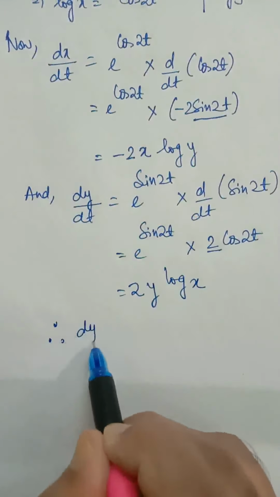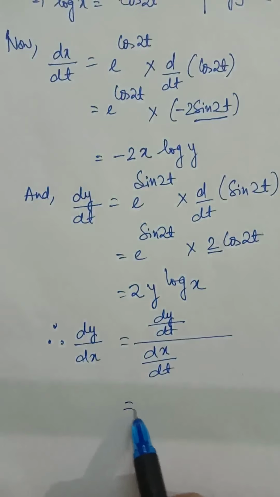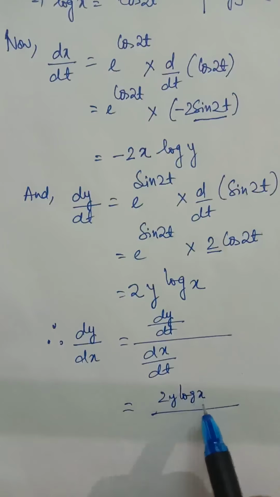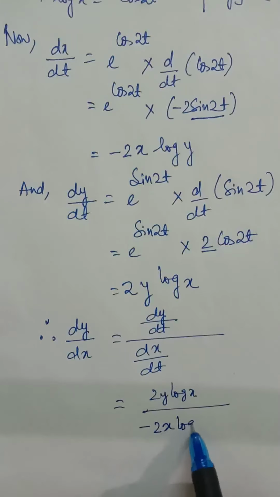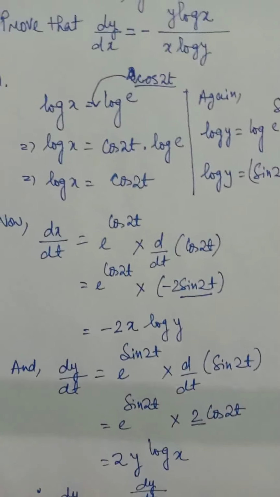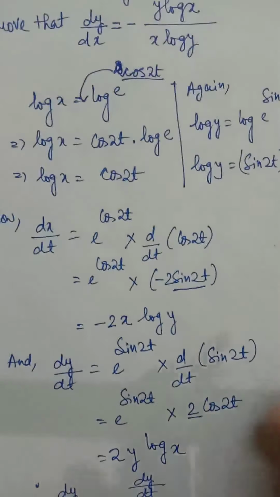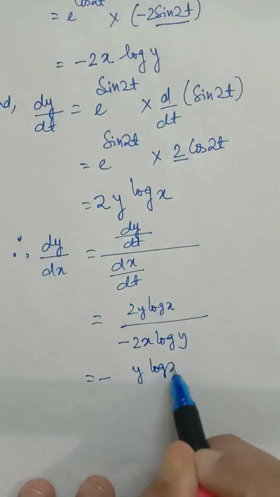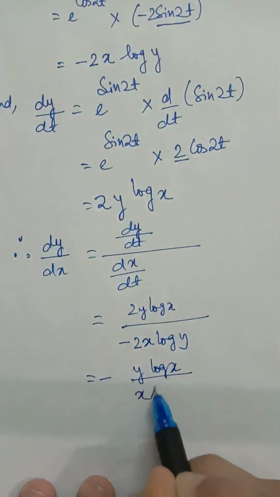dy by dt divided by dx by dt. dy by dt equal to 2y log x, dx by dt equal to minus 2x log y, and what we have to prove is minus y log x by x log y. Cancelling 2, it will be minus of y log x divided by x log y.